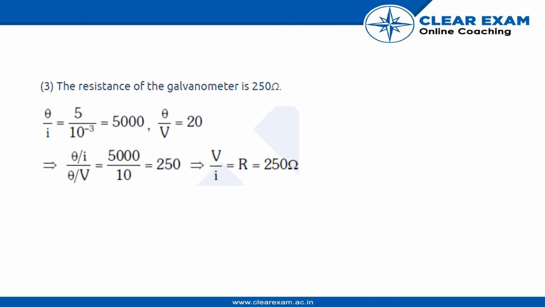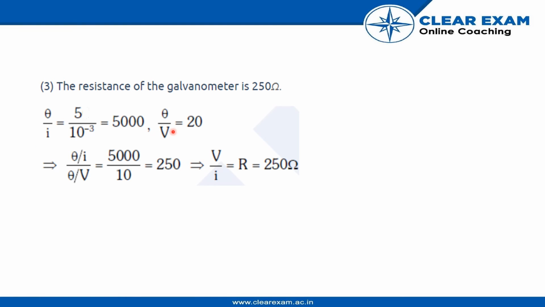The current sensitivity is calculated by theta by I, which can be written as, per the given value, 5 by 10 to the minus 3. The reason we wrote 10 to the minus 3 here is that originally the current sensitivity is defined in ampere, right? So when we convert milliampere to ampere, we get the value of 10 to the minus 3. Solving this, we get theta upon I equal to 5000.